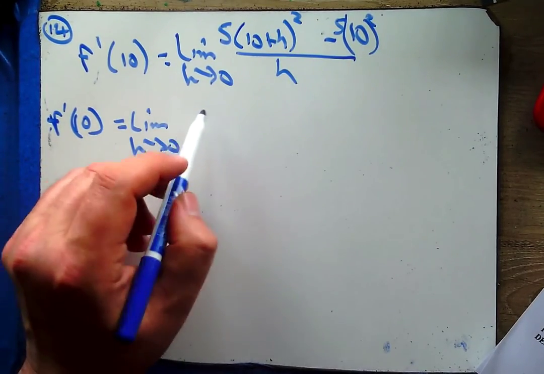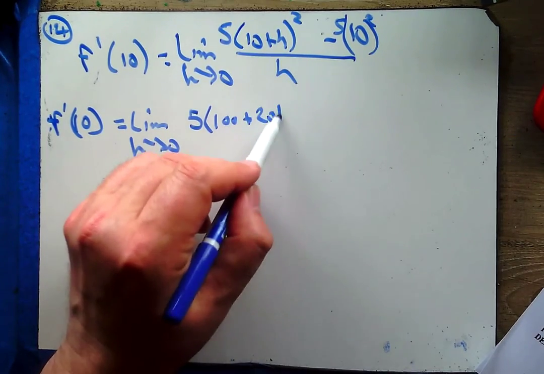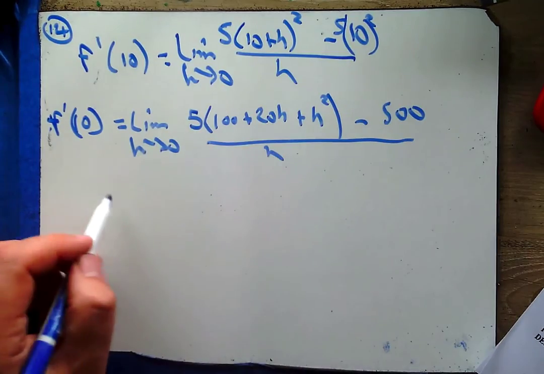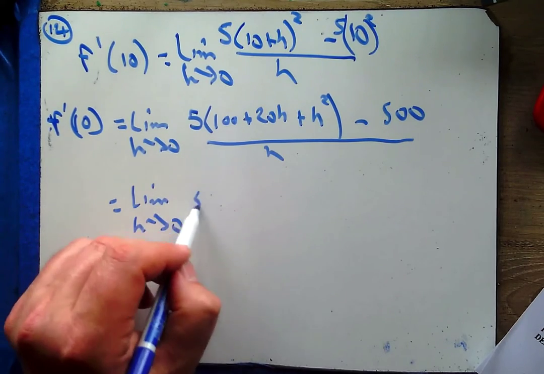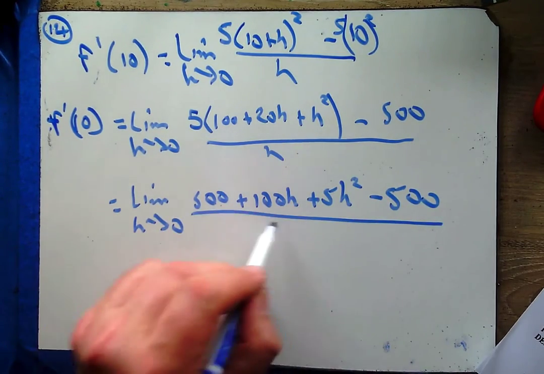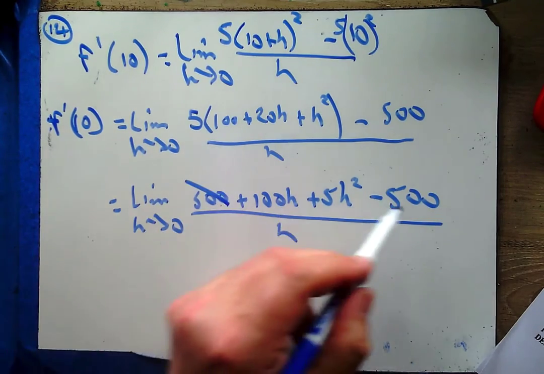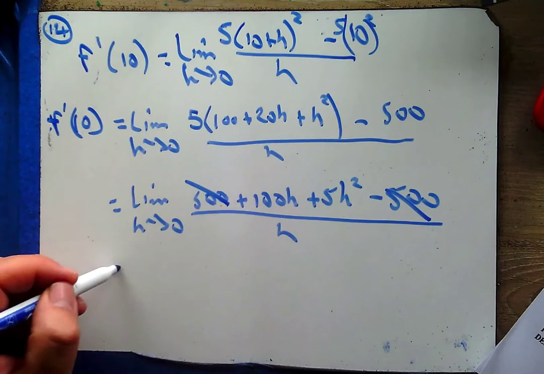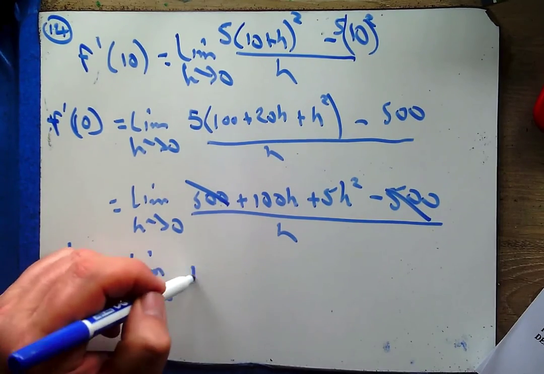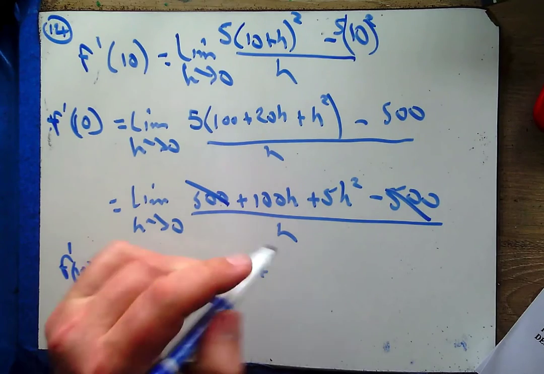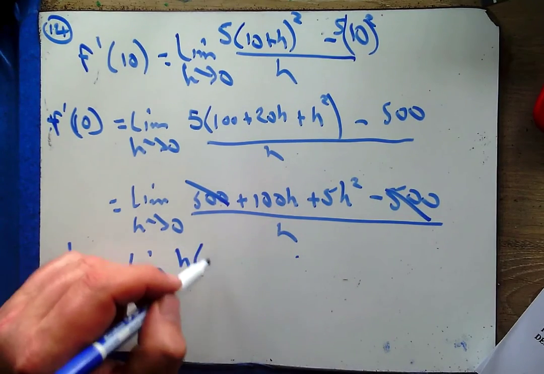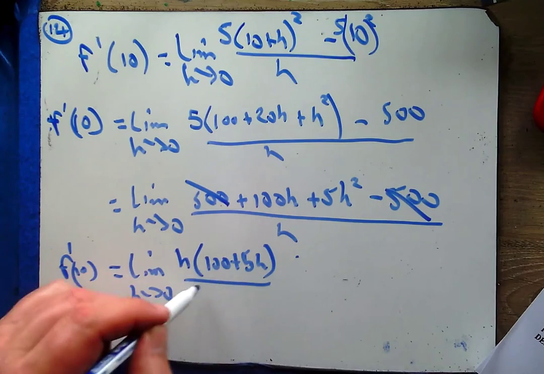Okay, so then f prime of 10 is going to be the limit as h heads to 0 of 5 times 100 plus 20h plus h squared minus 100 over h. And so that's going to be the limit as h heads to 0, 500 plus 100h plus 5h squared minus 500 over h. And when we combine like terms, those go away. And I notice I can take an h out of everything. So f prime of 10 is going to be the limit as h heads to 0 of h times 100 plus 5h over h.